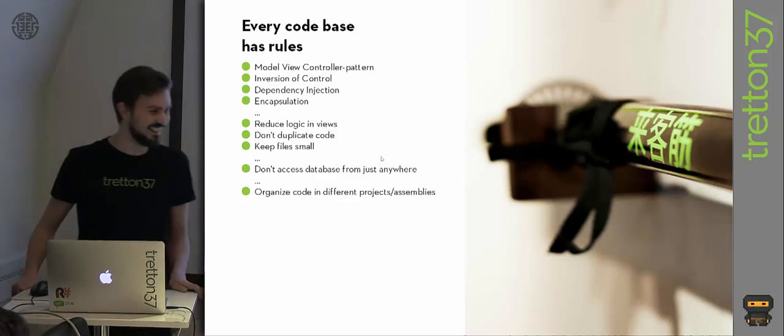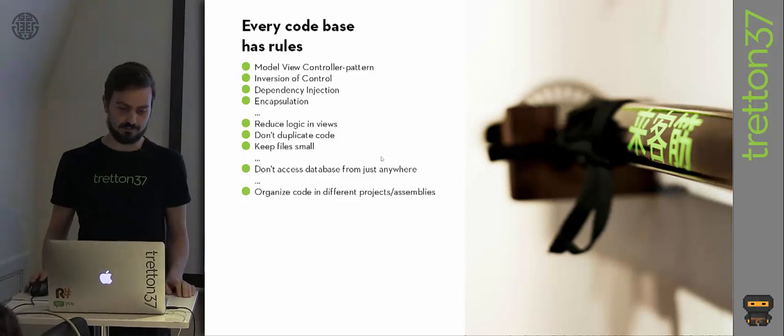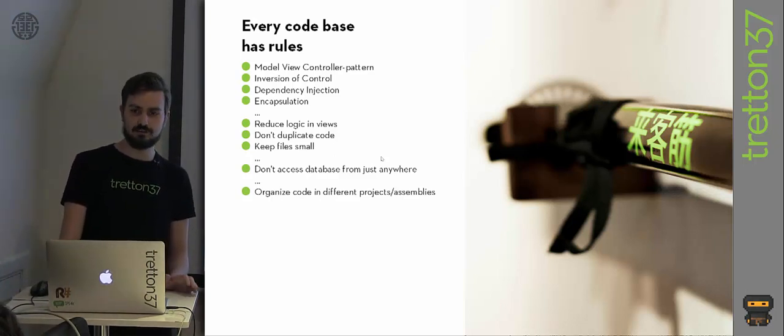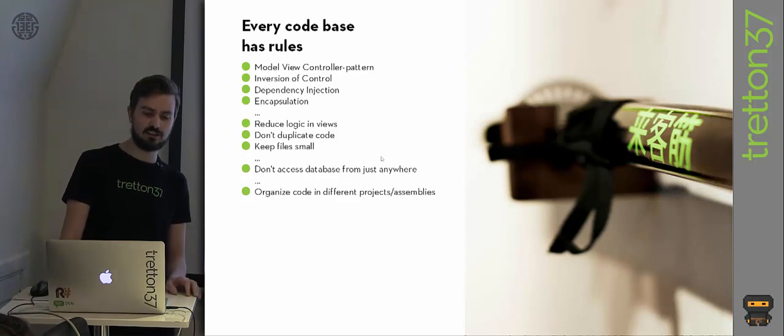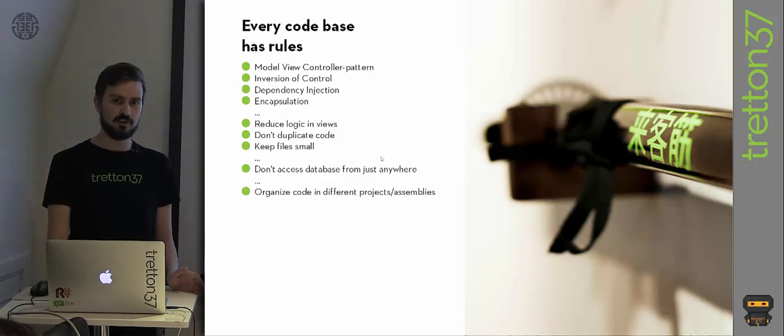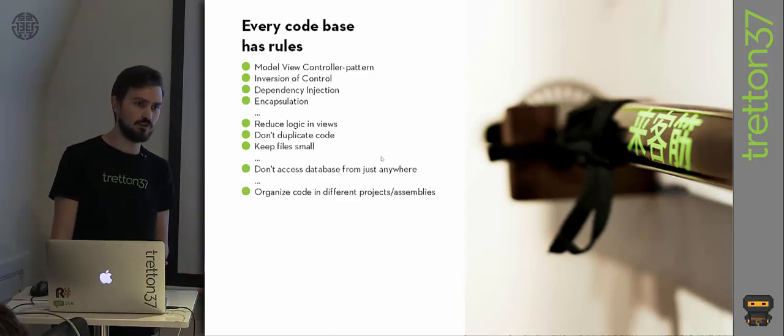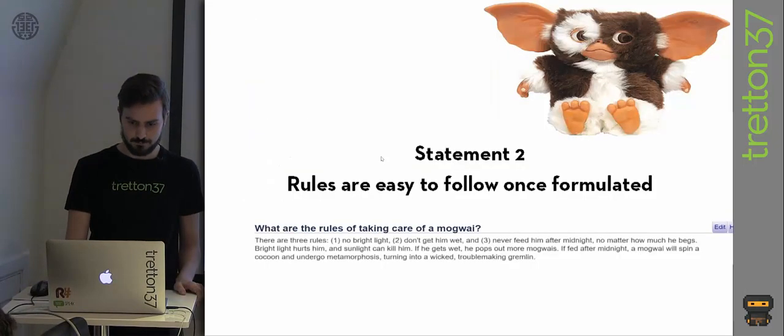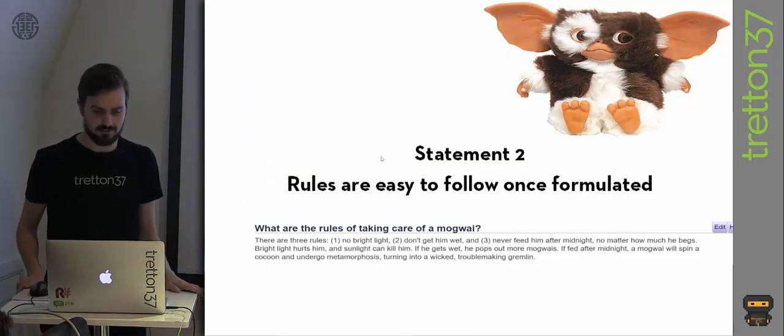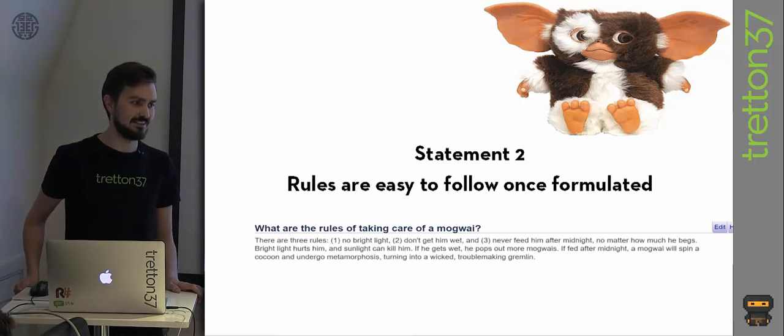Okay. Well, these are some examples, and I'm going to talk about a few rules that we have and how we are using unit tests to make sure that they are followed. And this talk is not about what those rules are, it's basically once you have those rules, what do you do? So statement 2, rules are easy to follow once formulated.